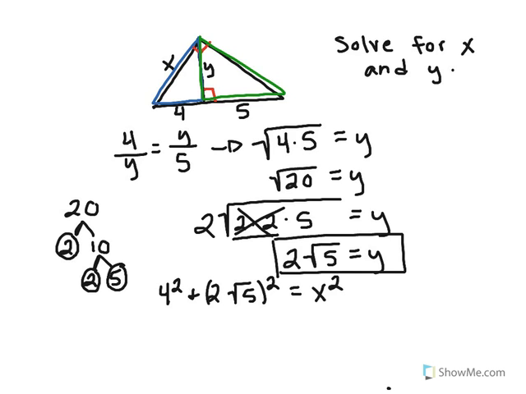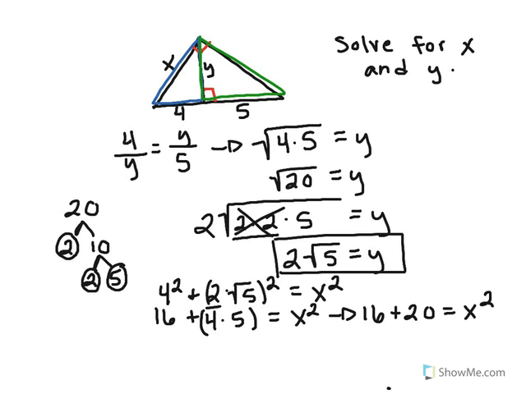Alright, so 4 squared is 16. Now, how do I square this one? Well, you kind of want to work with them as individual parts. So let's do the 2 part first. So 2 squared is 4, and this is multiplication because up here it's multiplied. And the square root of 5 squared, well, a square root and a square cancel each other out, so that's just 5. And that equals x squared. So we have 16 plus 4 times 5, which is 20, equals x squared.